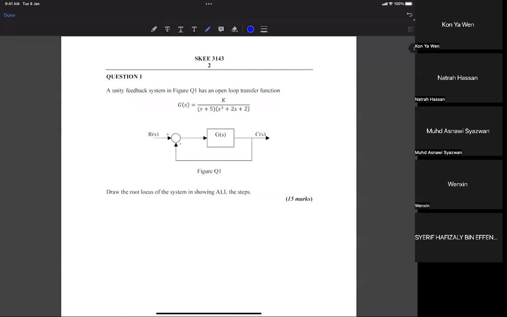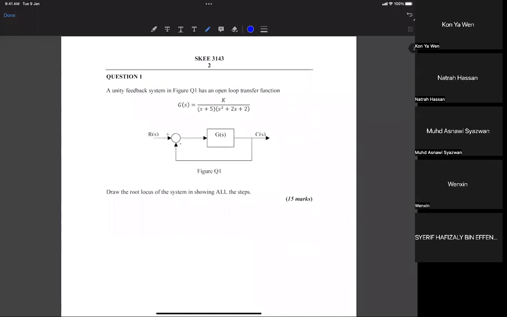Kon Yawen, can you read the questions? A unity feedback system in figure Q1 has an open loop transfer function G(s) equal to K over s plus 5, times s squared plus 2s plus 2. Draw the root locus of the system showing all the steps.